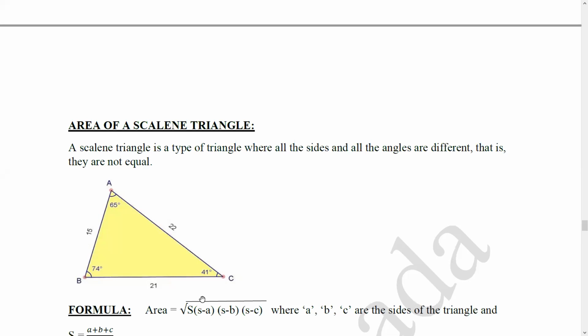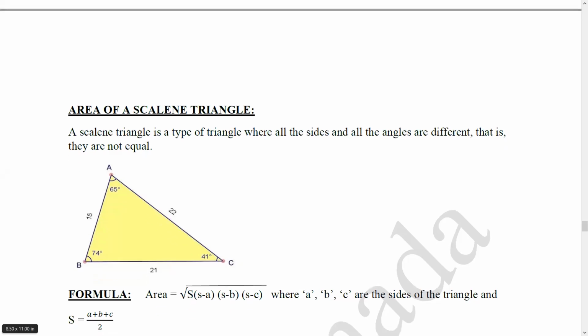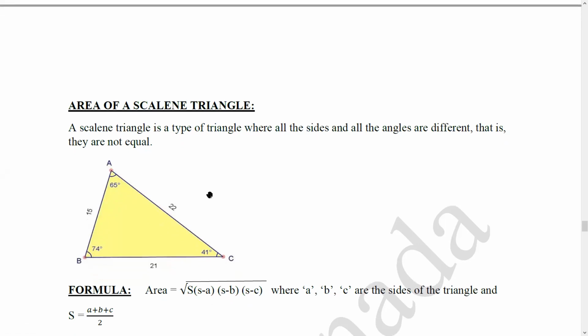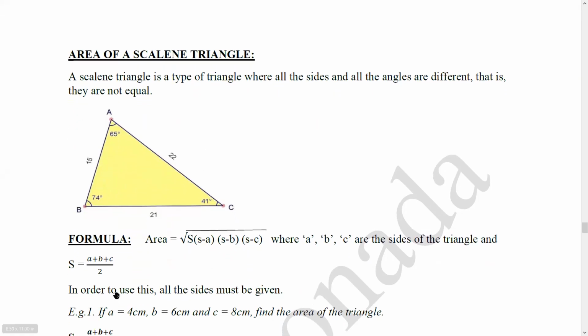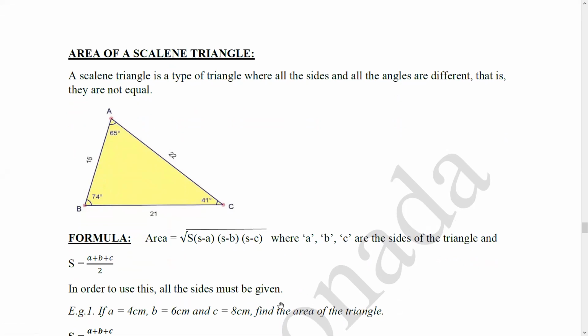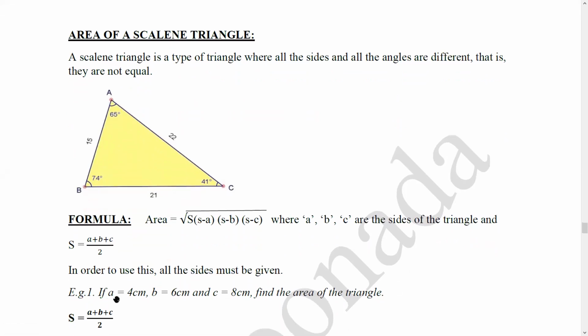Now, in some cases, you are not given what S is, so you may have to find S. And how do you find what S is? It's A plus B plus C all over 2. In order to do this, all sides must be given. So for example, if A is equal to 4 centimeters, B is equal to 6 centimeters, and C is equal to 8 centimeters, find the area of the triangle. Now this could be a possible multiple choice question, right?